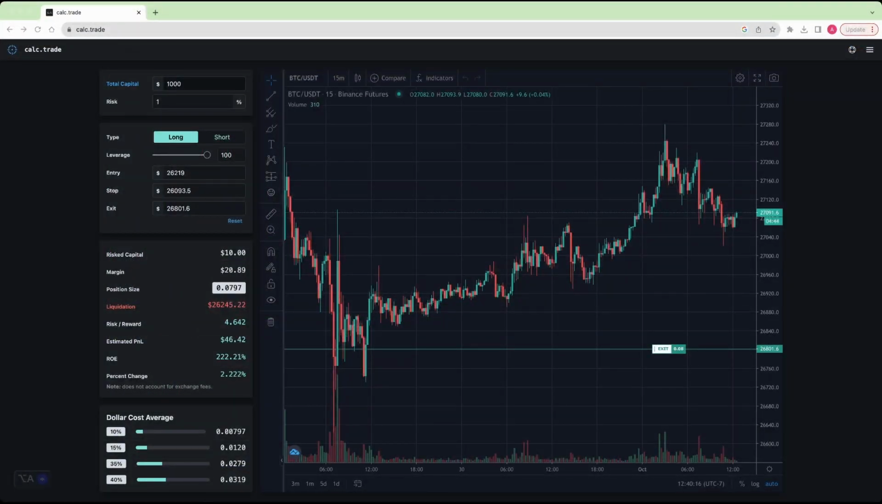Let me just pull up Excel really quickly so you can see it. On calc.trade, I can go, right, entry. So 3% is my risk. I've got $1,000, so I only want to risk $30 on this trade. The entry was 26,562. And the stop loss can be what I want it to be.